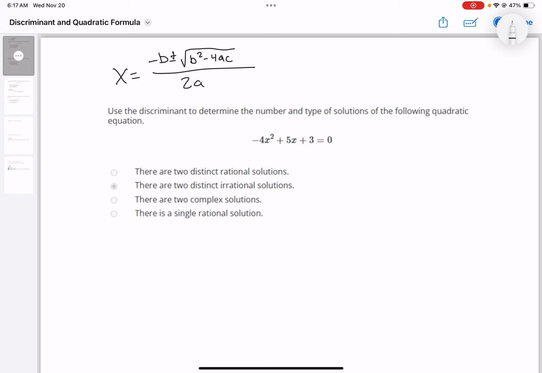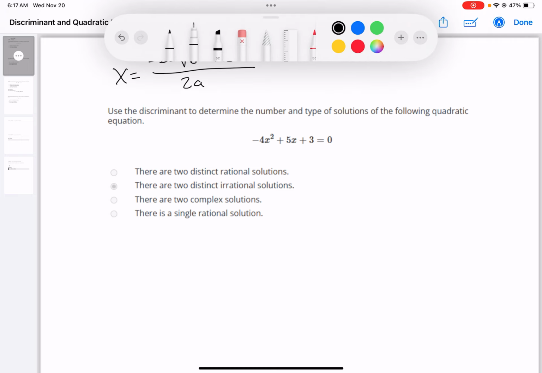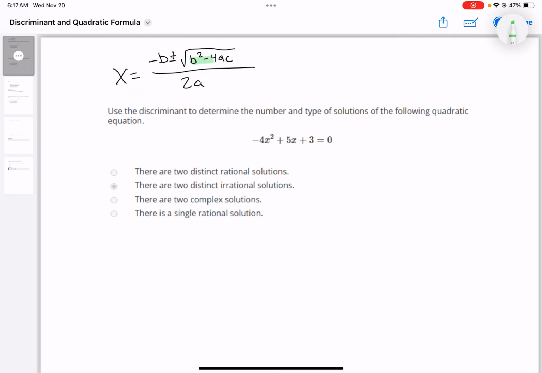Now, this one starts off asking for the discriminant. And what the discriminant is, it's a big word. All it means is we're looking for this information that's underneath the radical. So this b squared minus 4ac. And when we solve this, it's going to tell us a couple things. And I already have the answer filled out in this one.